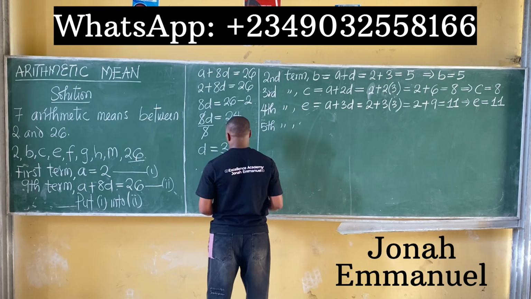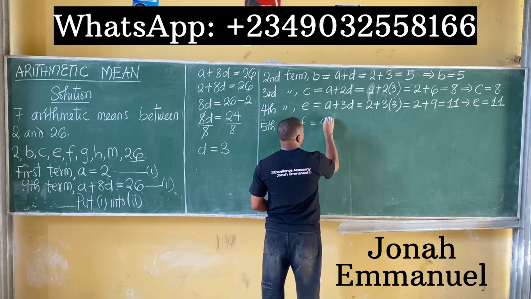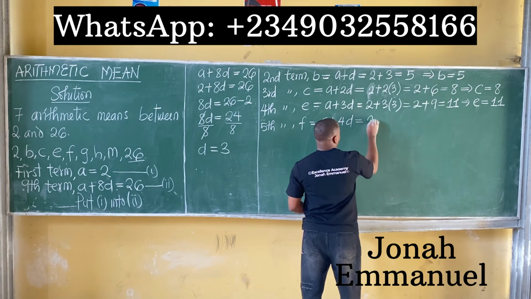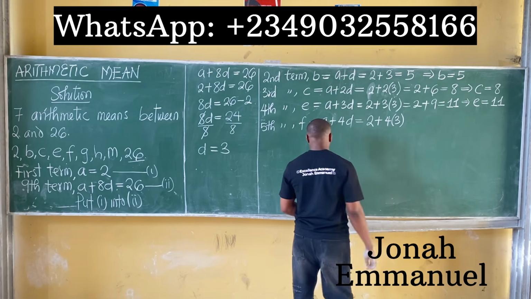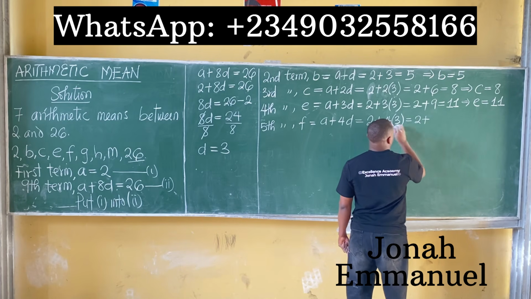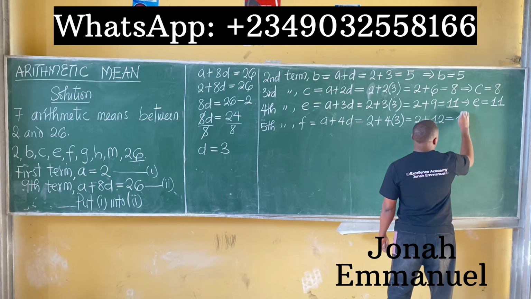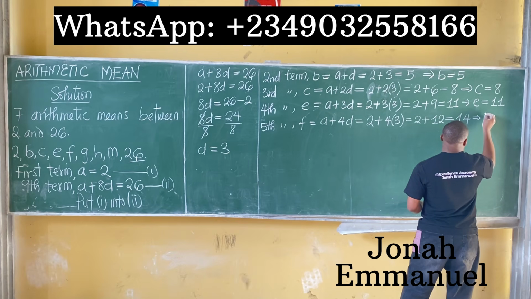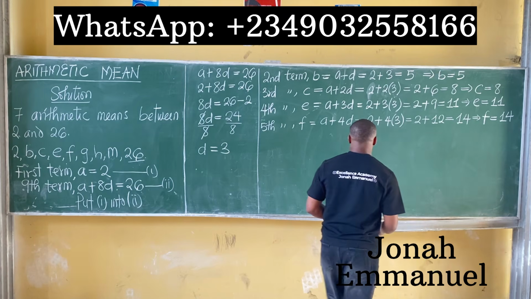Fifth term, which is F. The fifth term of an AP is A plus 4D. That's equal to A, which is 2, plus 4 into D. D is 3, as we got here. This is equal to 2 plus 4 times 3 is 12. That's 2 plus 12 is 14. So we'll have that F is equal to 14. That's the value of F, 14.